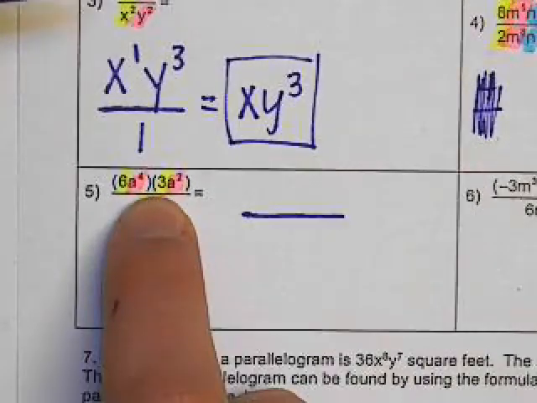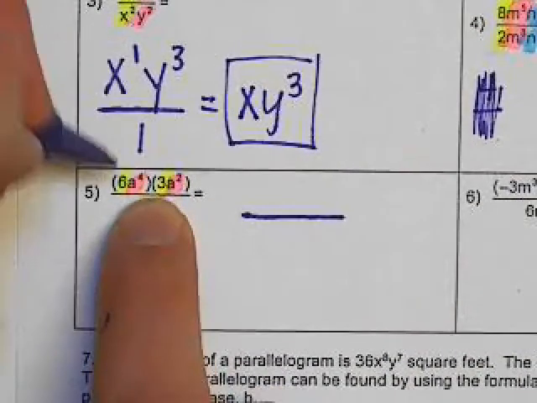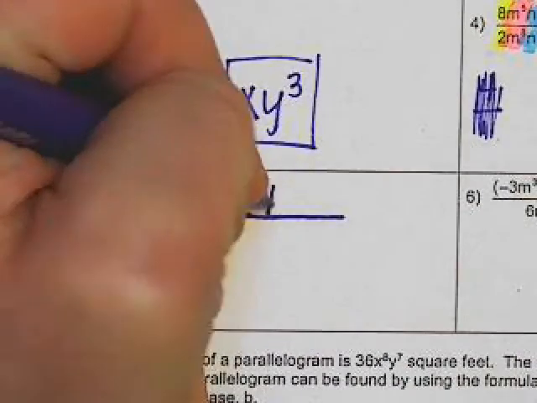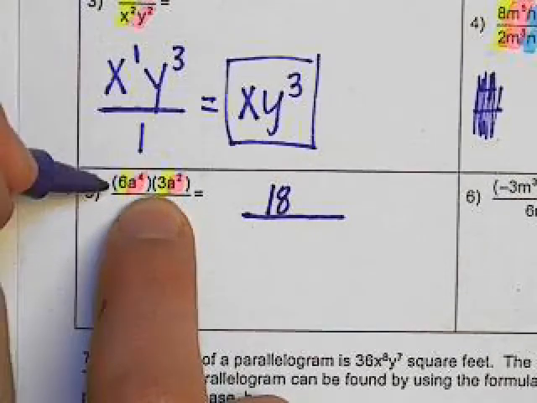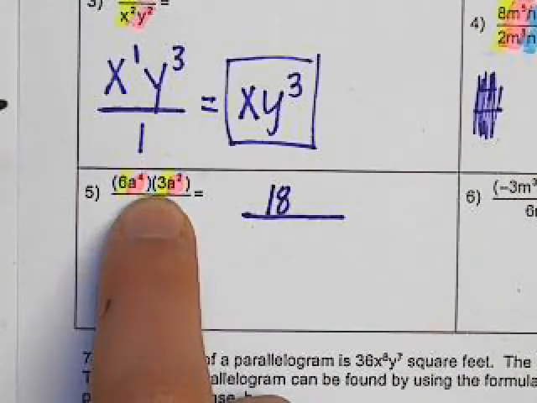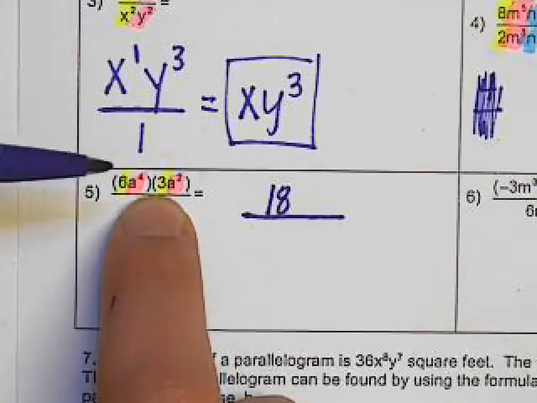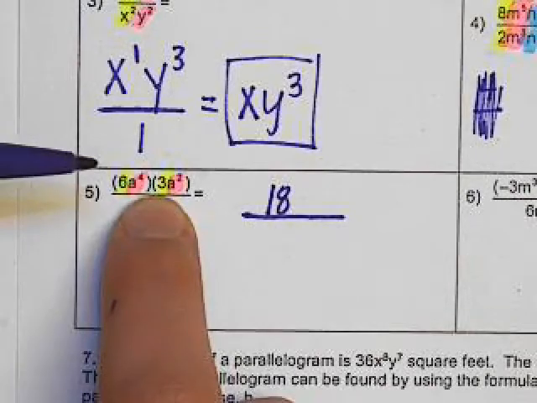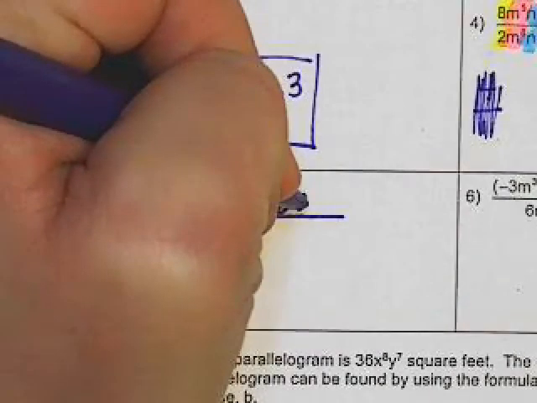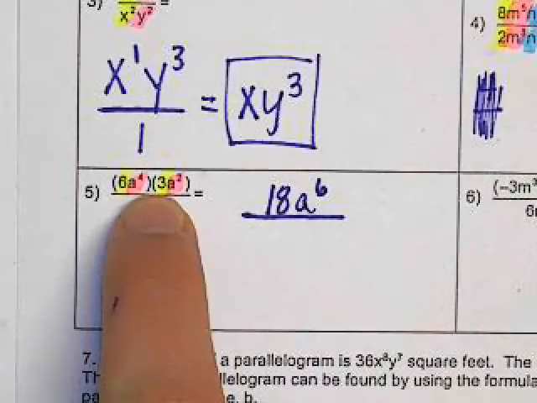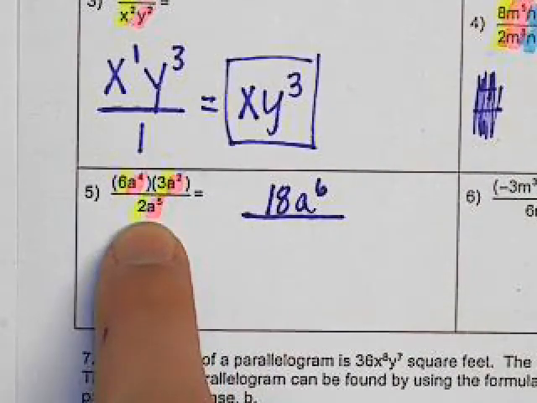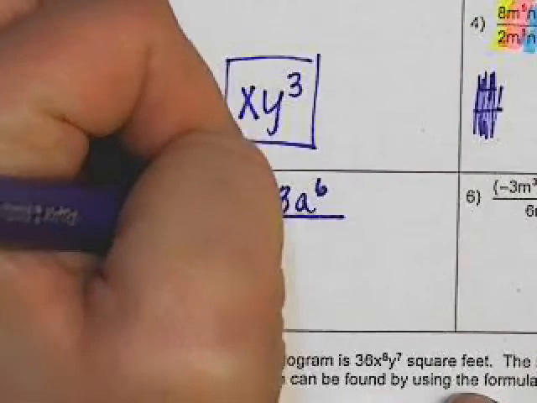So what do I multiply? 6 times 3 is 18. Now, that's on the top, so it's going to stay on the top. Okay, I'm multiplying, so what do I do with the exponents? Add. So 4 plus 2 is 6, so a to the 6. Have I done anything with the bottom? No. So we're going to bring it over.